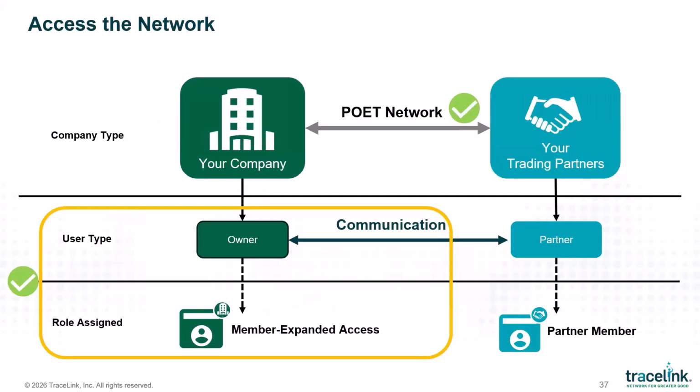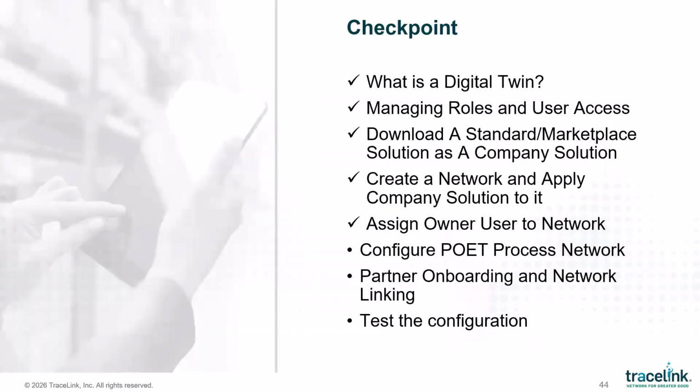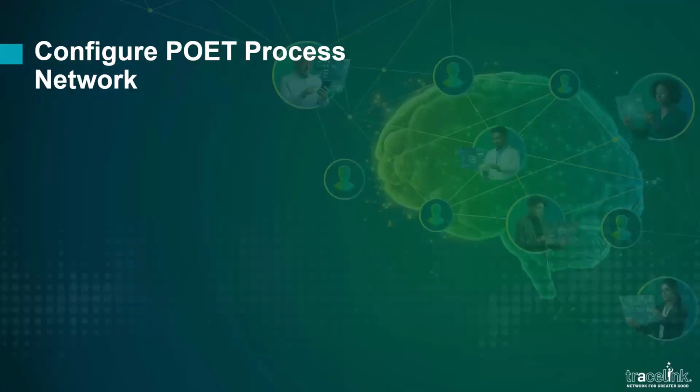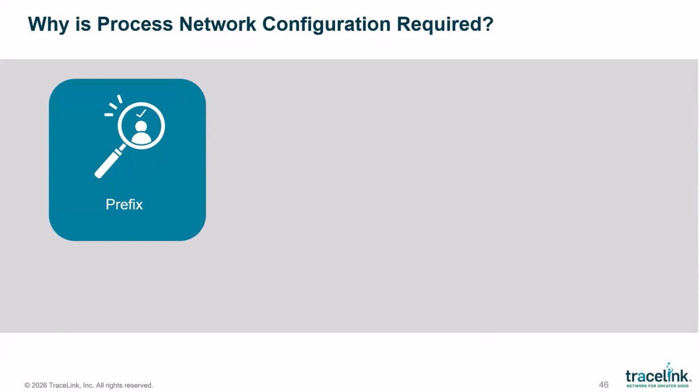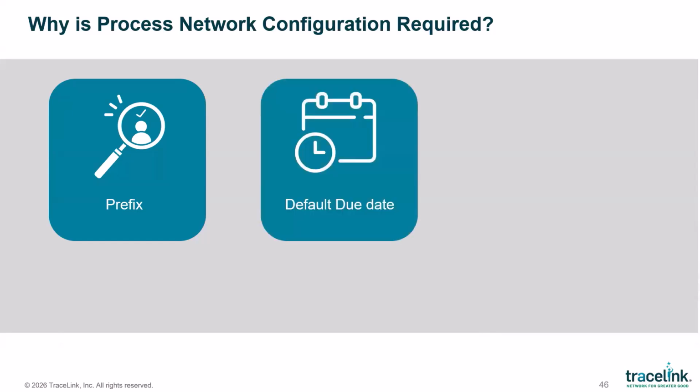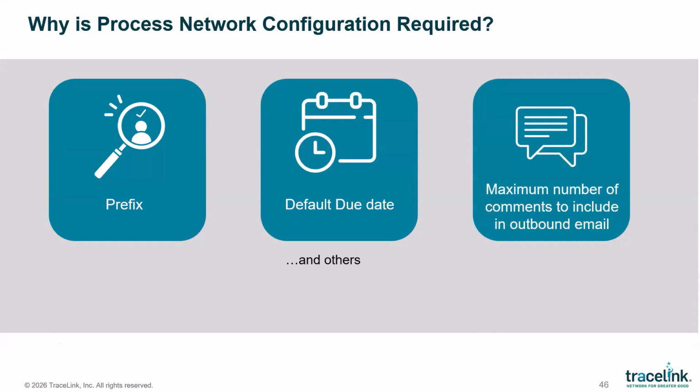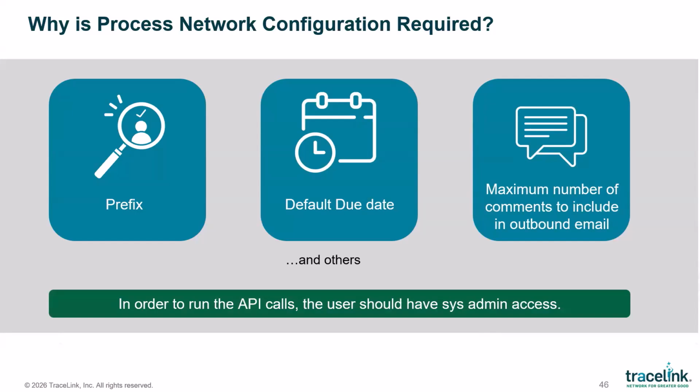So far, we've downloaded the standard or marketplace solution as a company solution. We've created a network and activated the company solution against the network and assigned the owner user to the network. Now we're going to configure the Poet process network. The process network configuration is required to set certain parameters such as the prefix, for example, WI-1, DSCSA-1, the default due date, the maximum number of comments to include in outbound emails and other settings. Just note, to run the API calls, the user must have system administrator access.